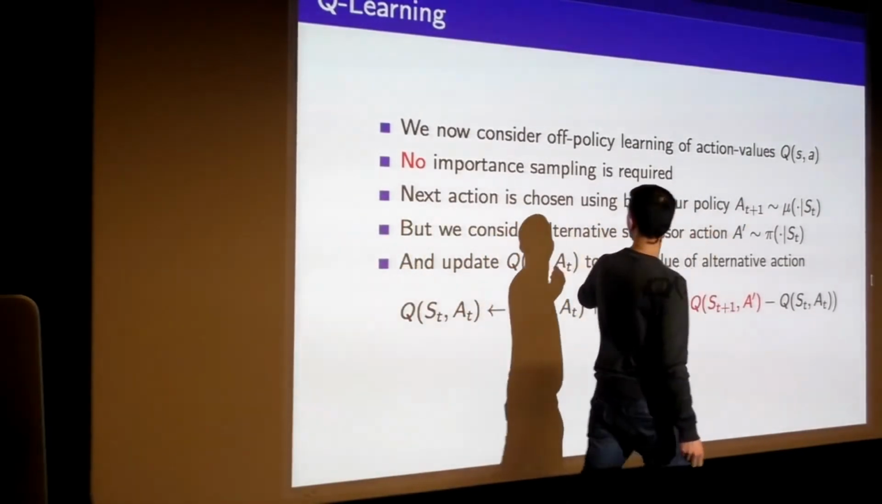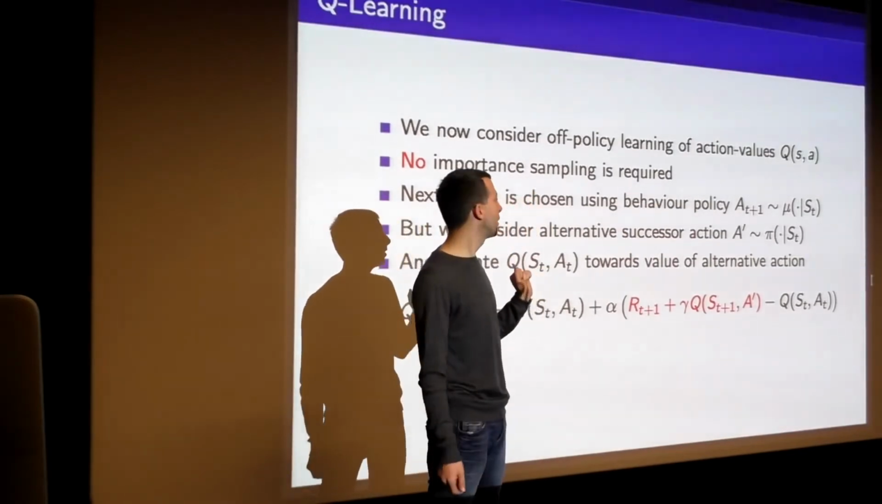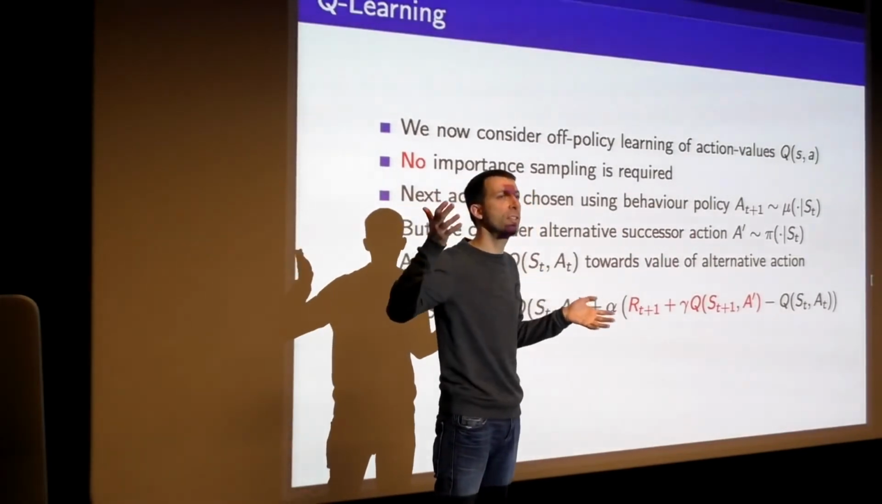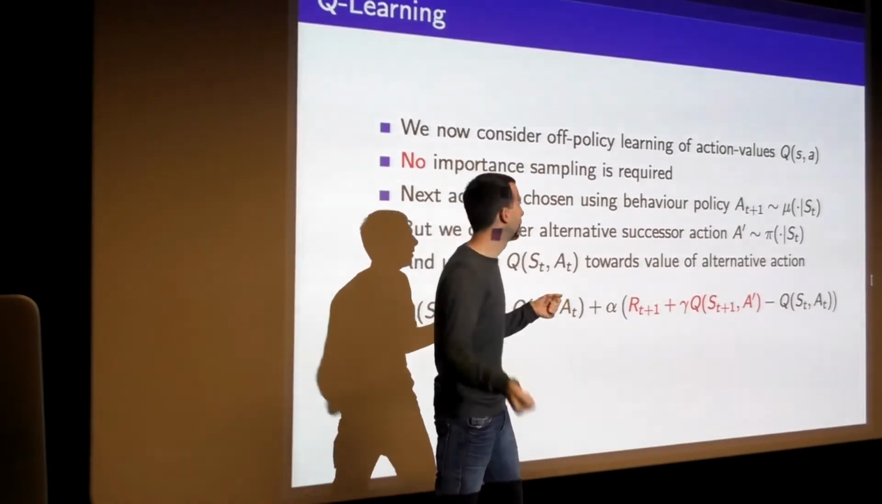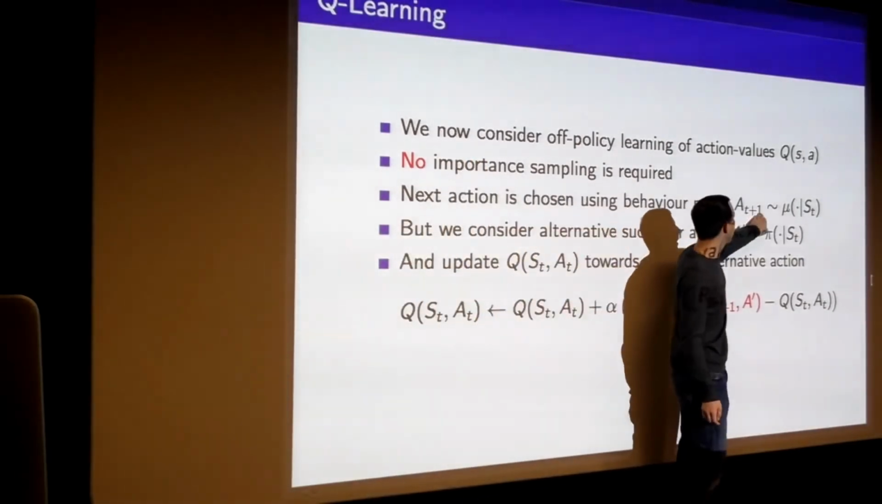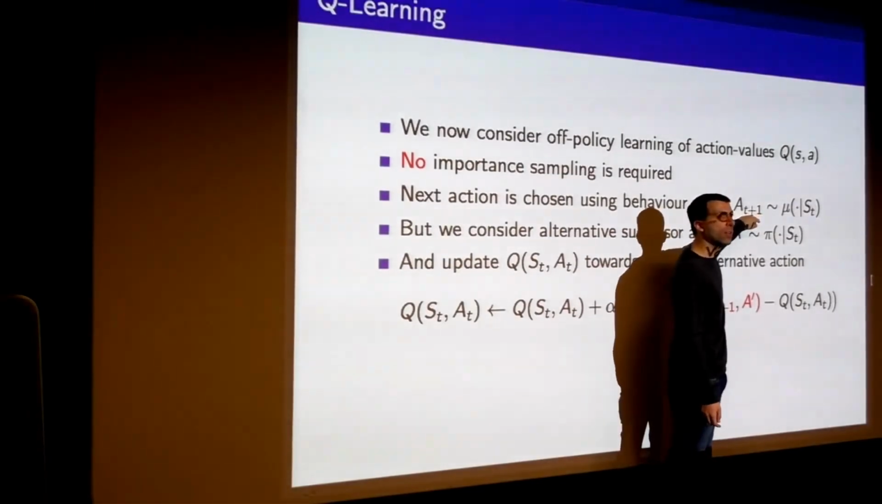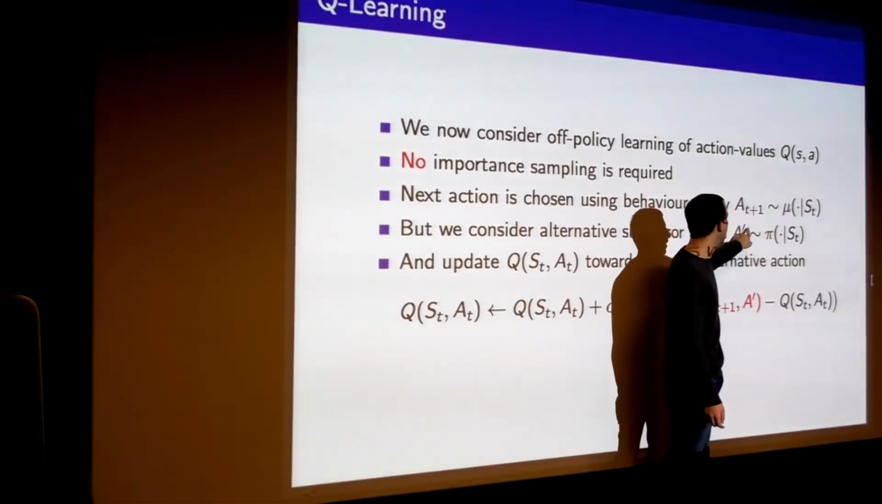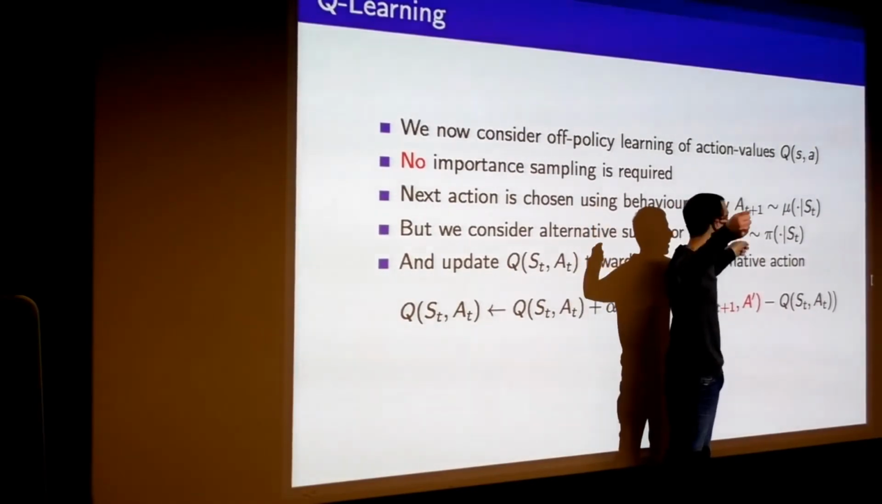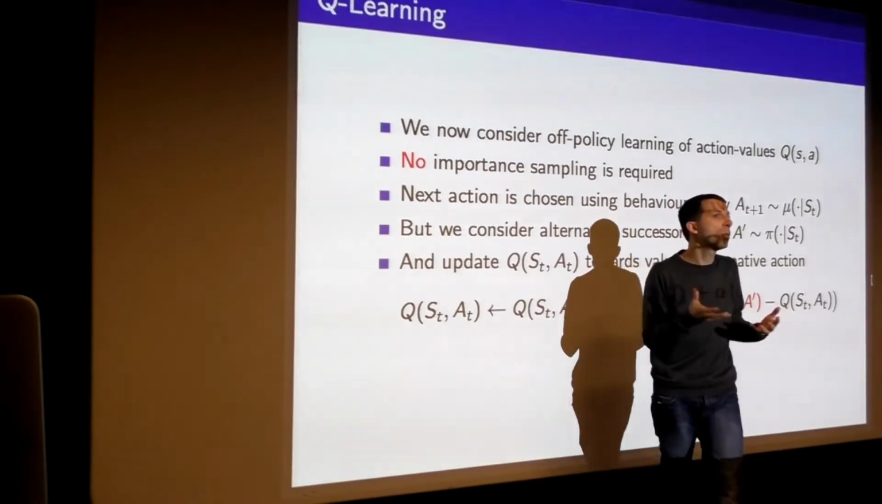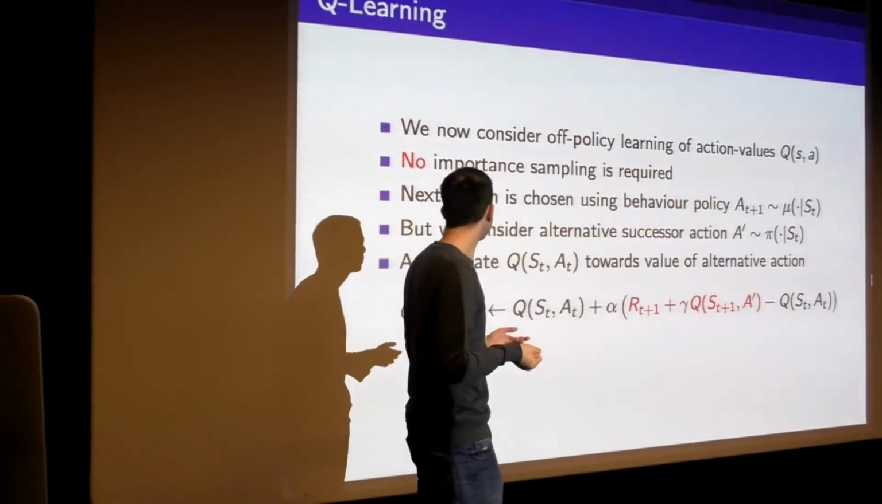But we're also going to consider some alternative successor action that we might have taken had we been following our target policy. So we sample A_{t+1}, the random variable representing the real thing we took in the world at time step t plus 1. And this A prime is our alternate thing: if I'd taken this under my target policy, what might the world have looked like?